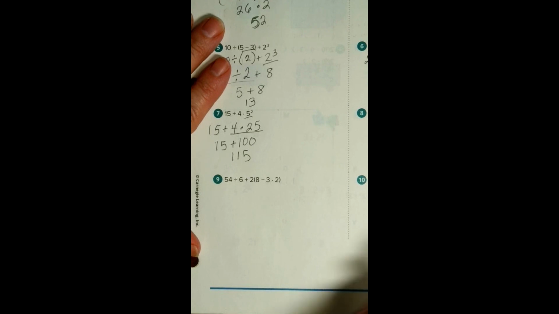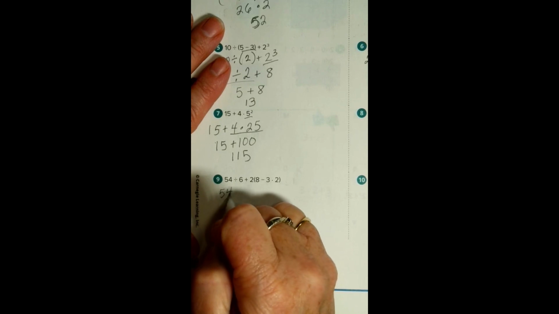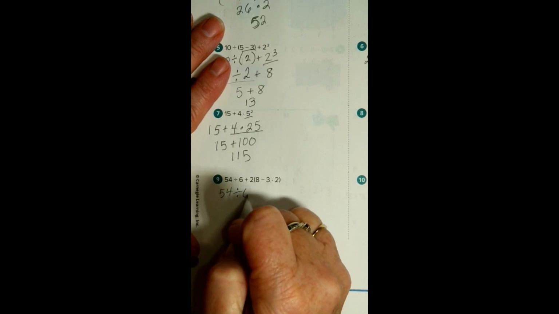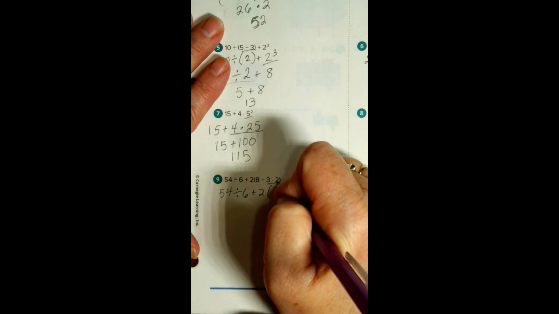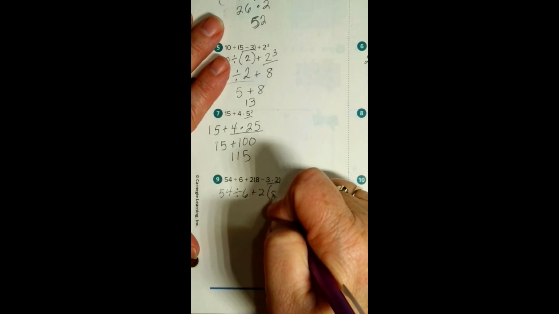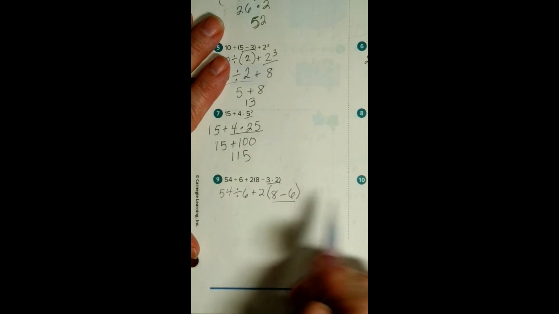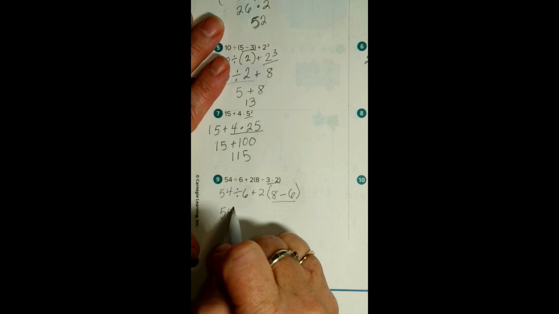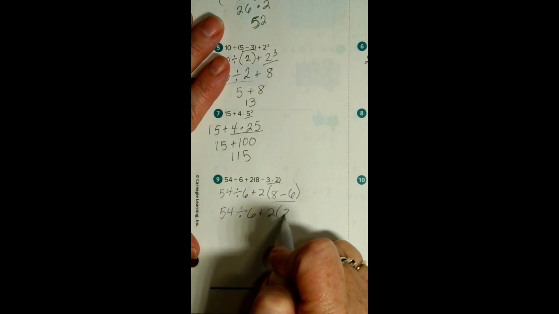Number 9, 54 divided by 6 plus 2 times the quantity of 8 minus 3 times 2. A lot going on here, so let's work inside the parentheses first. So I'm just going to rewrite everything else. 54 divided by 6 plus 2 times, now within the parentheses I have 3 times 2. So I'm going to do 8 minus 3 times 2 is 6. Still working within those parentheses. I'm rewriting everything else. 8 minus 6 is 2.